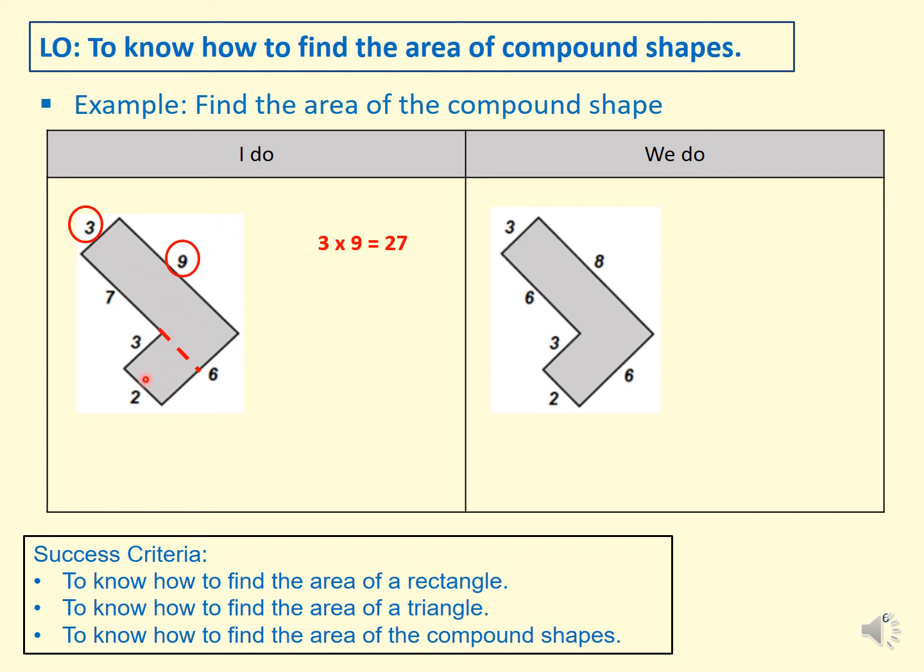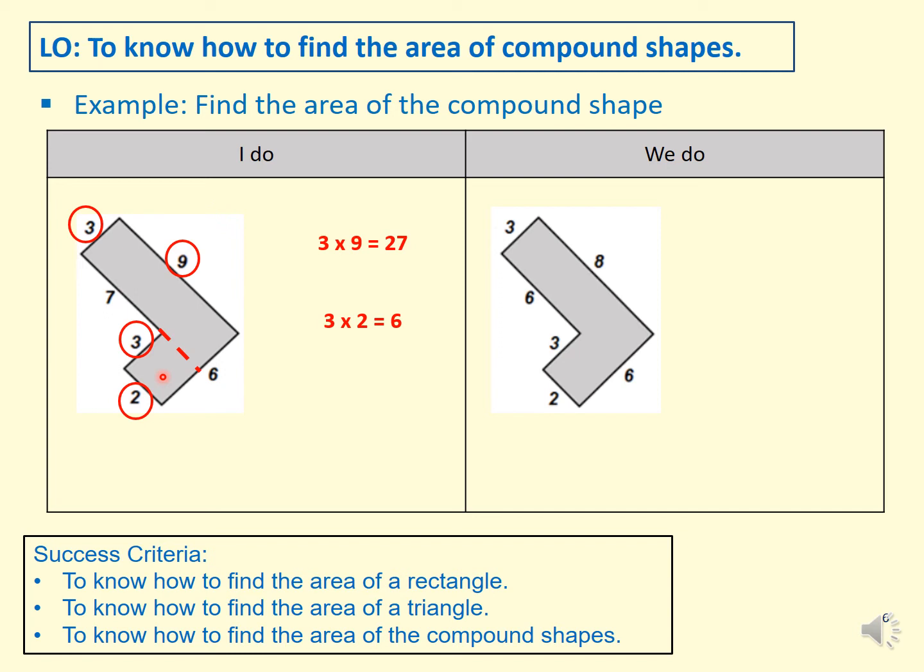Now I need to do this one. I need the whole length in here, which is 3, and the whole length in here, which is 2. So I'm using 3 and 2. If I times them together, because the area of a rectangle is length times width, I find the area of this rectangle in here: 6.